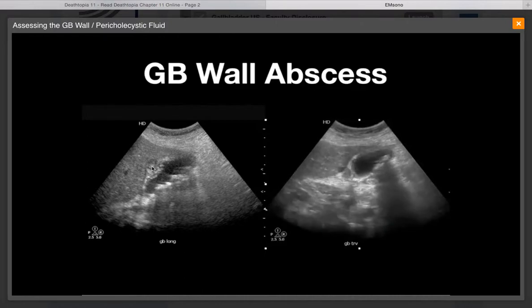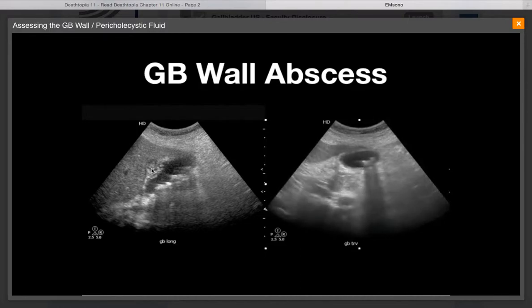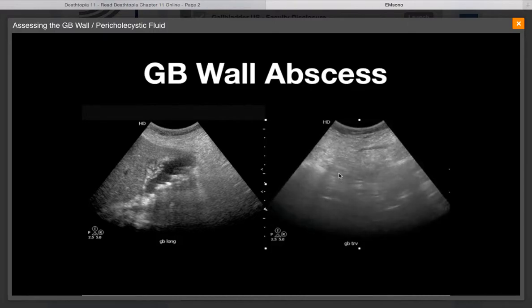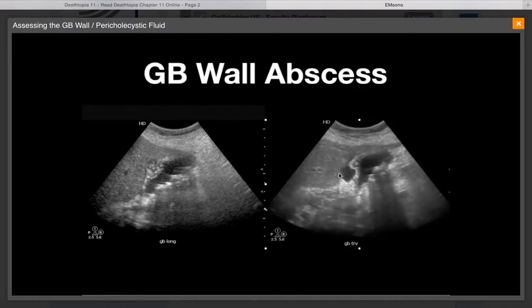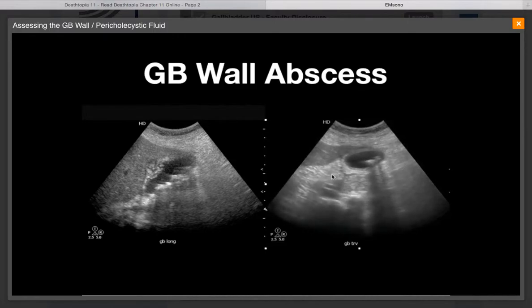These abscess formations can occur within the gallbladder wall or adjacent to the wall in the gallbladder fossa. These fluid collections are complex and will contain internal echoes. This was an elderly woman who was aphasic, who had been having anorexia and malaise for several weeks, was brought in febrile with a rigid abdomen.